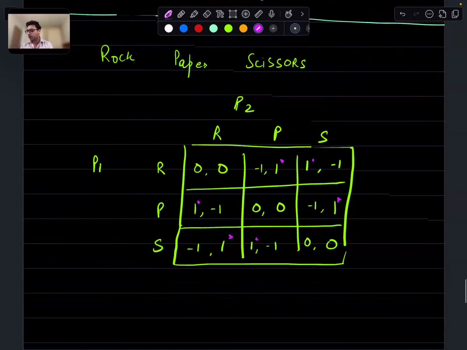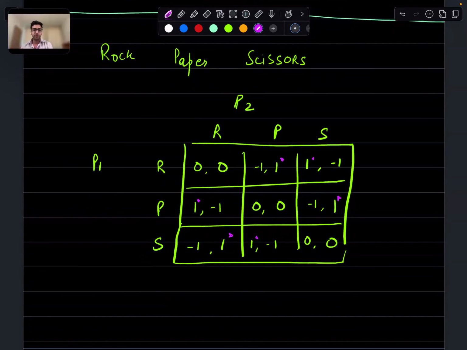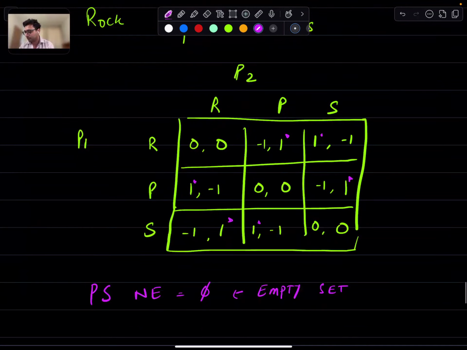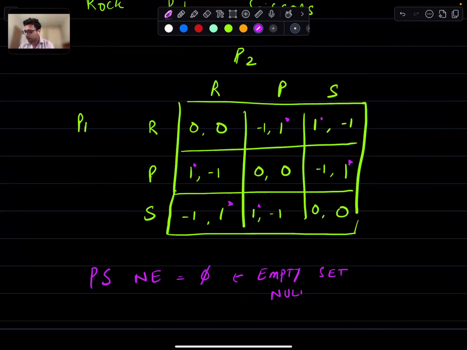Right? There's no action profile that is stable here, which means that there's no Nash equilibrium in pure strategies. So my set of pure strategy Nash equilibria is the null set. Okay, this is the empty set or the null set. It means there's nothing there.